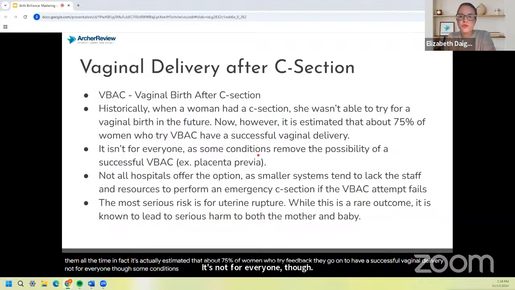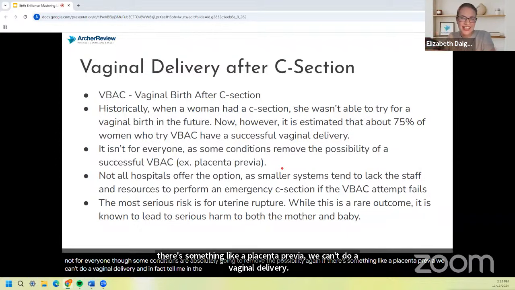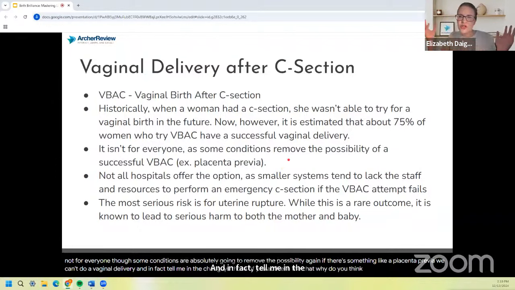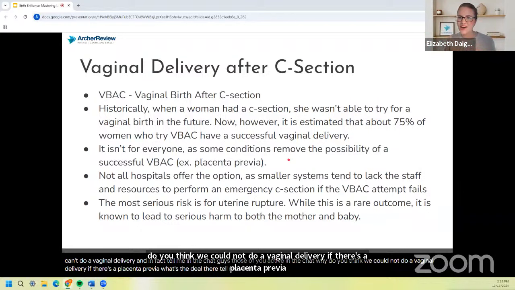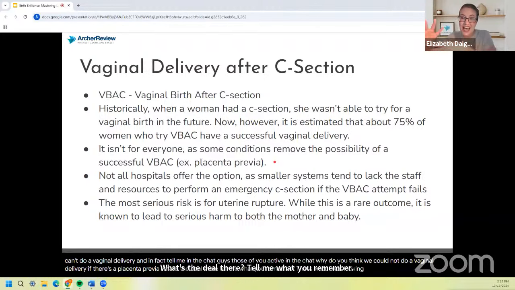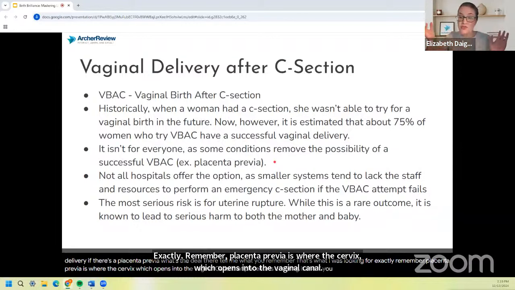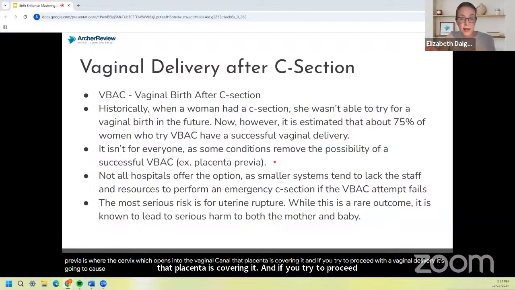Some conditions are absolutely going to remove the possibility. Again, if there's something like a placenta previa, we can't do a vaginal delivery. And in fact, tell me in the chat, guys, those of you active in the chat, why do you think we could not do a vaginal delivery if there's a placenta previa? What's the deal there? Tell me what you remember. Blocks the cervix. That's what I was looking for. Exactly. Remember, placenta previa is where the cervix, which opens into the vaginal canal, is covered by the placenta. And if you try to proceed with a vaginal delivery, it's going to cause trauma to that placenta. Yeah, the placenta is going to rupture and bleed. Way too high risk. So certain things we wouldn't even consider.